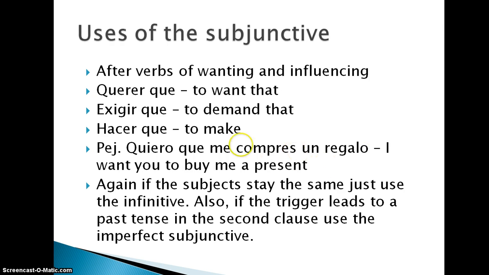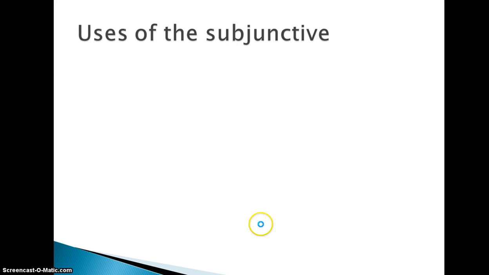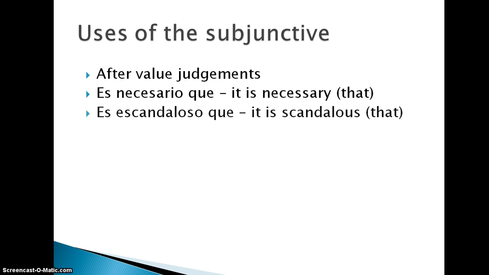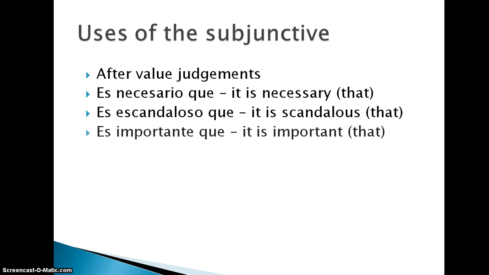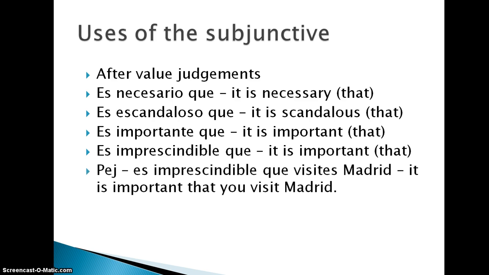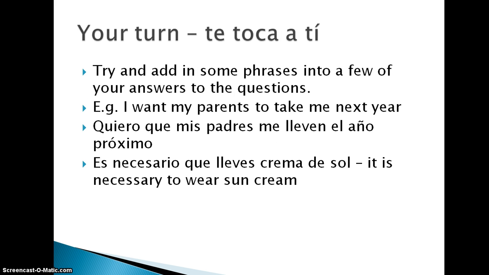So as I said, if the subject stays the same, you just use infinitive. And if the trigger leads to a past tense in the second clause, in the second bit after this, then you use the imperfect subjunctive. So we could also have after value judgment, es necesario que, es escandaloso que, es importante que, although these take subjunctive afterwards, es imprescindible que. So an example, es imprescindible que visites Madrid. It's important that you visit Madrid.